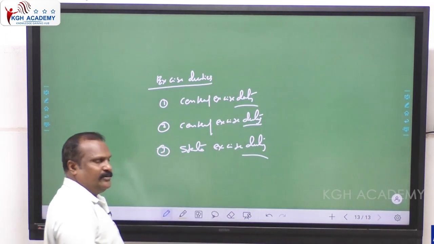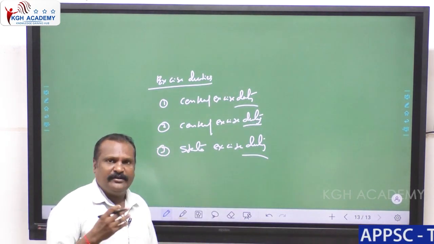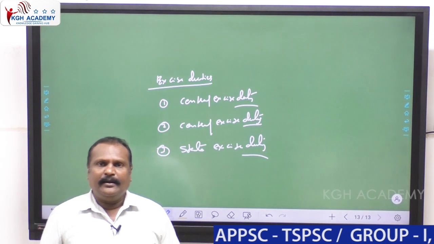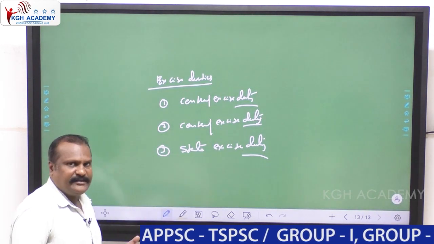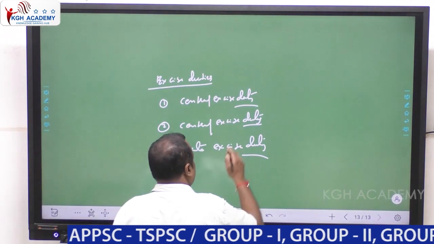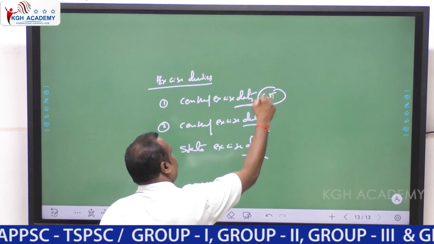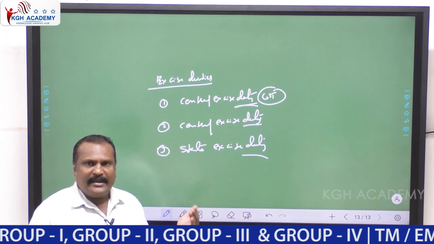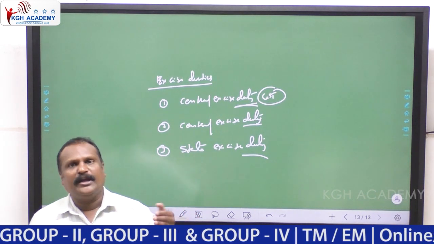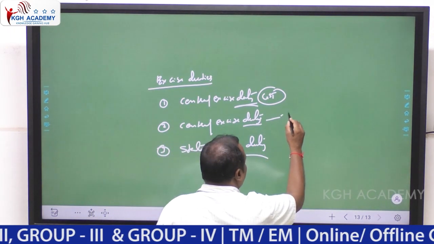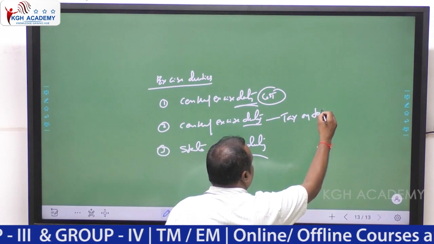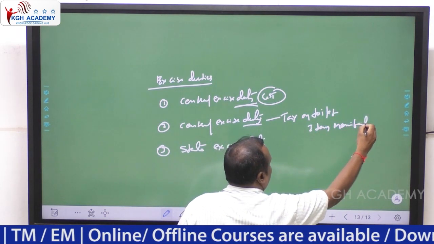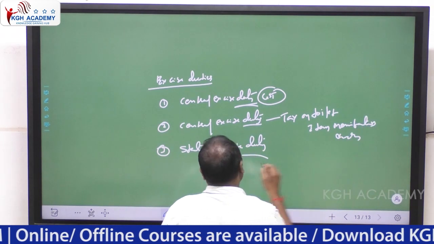See, the central excise duty means in a company or the factory, when they produce the goods, the central government levies the central excise duty. Now it is a part of the GST. And another kind of central excise duty is there. This is the tax which is levied by the central government, collected by the state government, consumed by the state government. So this is the tax on toilet items manufacturing industries. Okay.